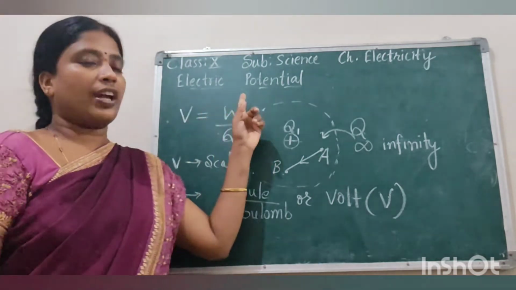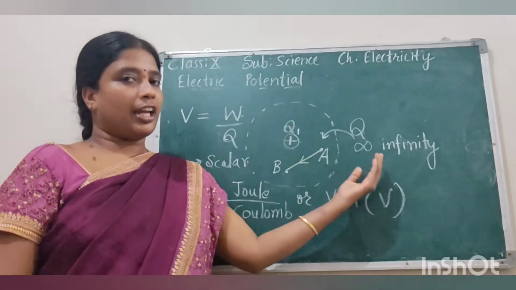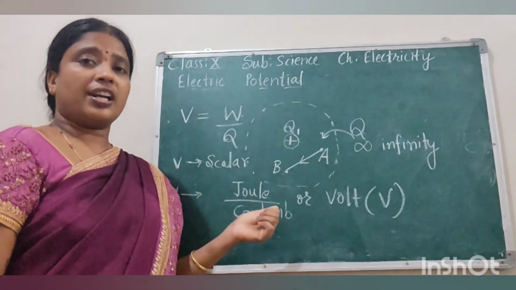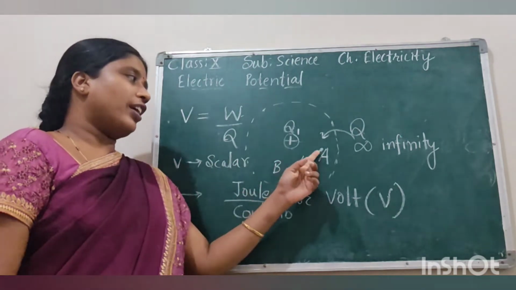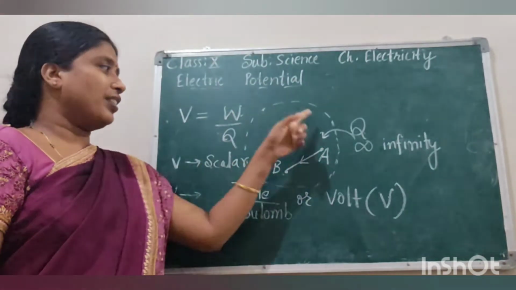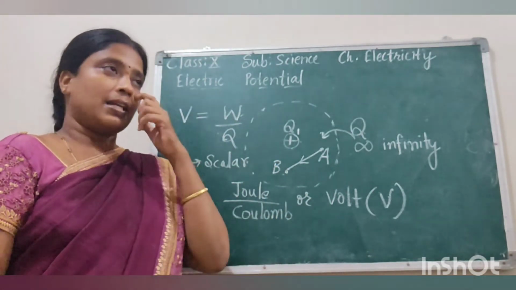So how can we define electric potential? It is the amount of work done in bringing a unit charge from infinity to a point, and potential difference is the amount of work done in moving a charge from one point to the other point within this region of influence.